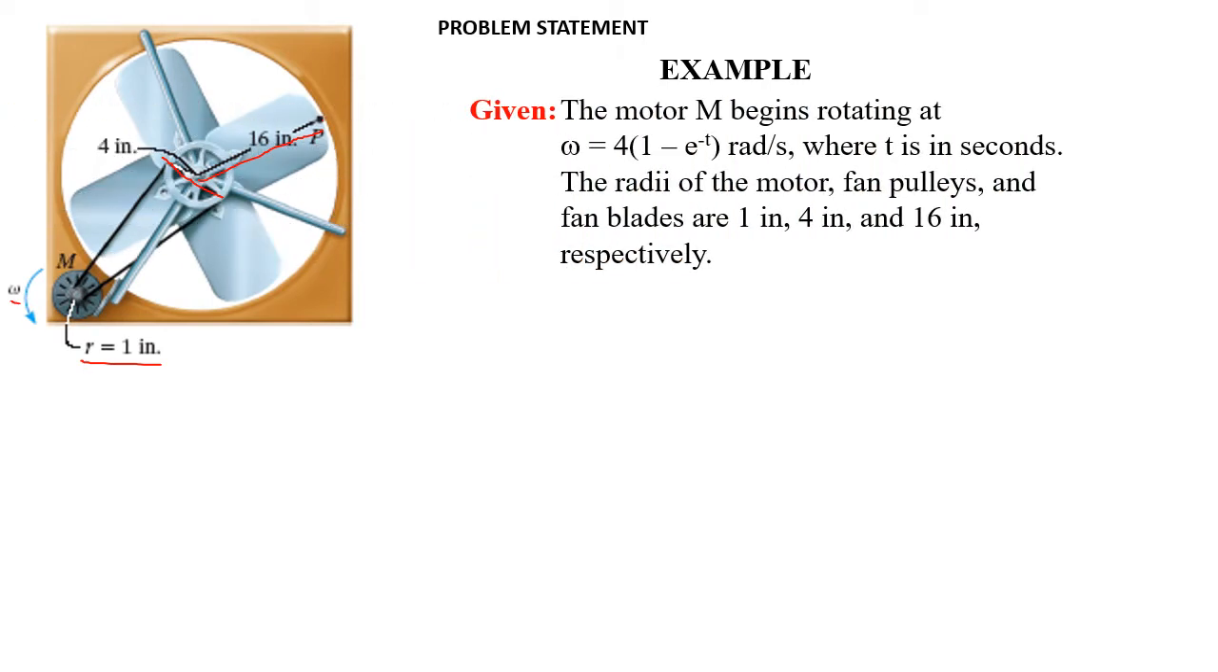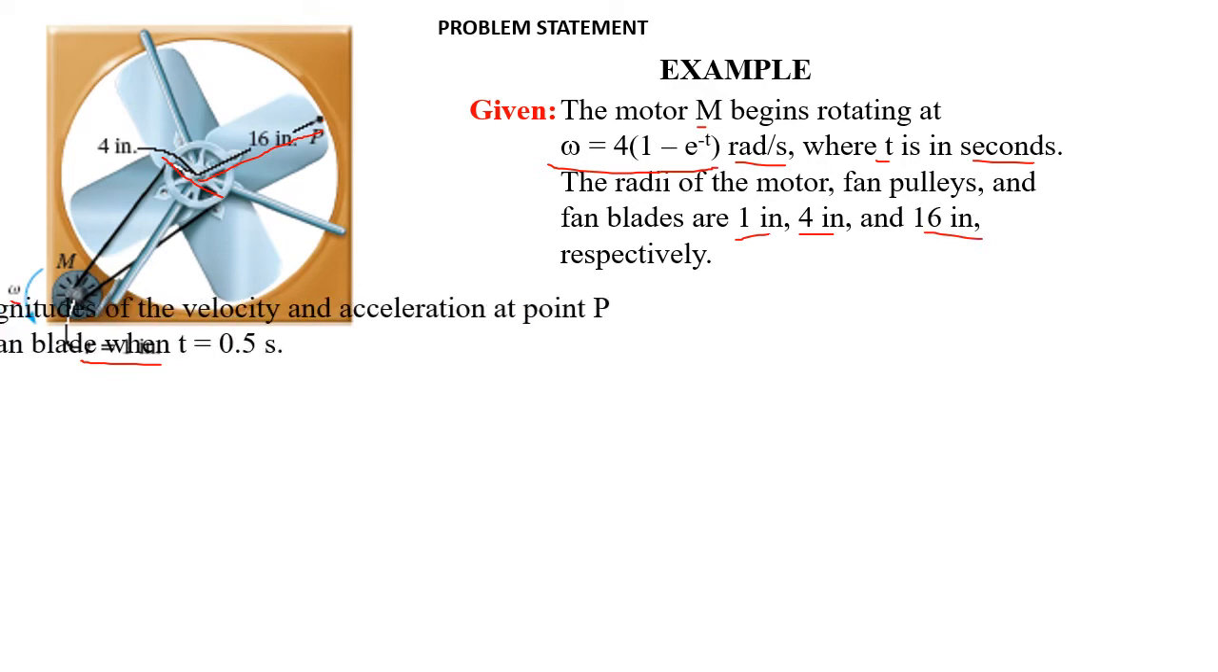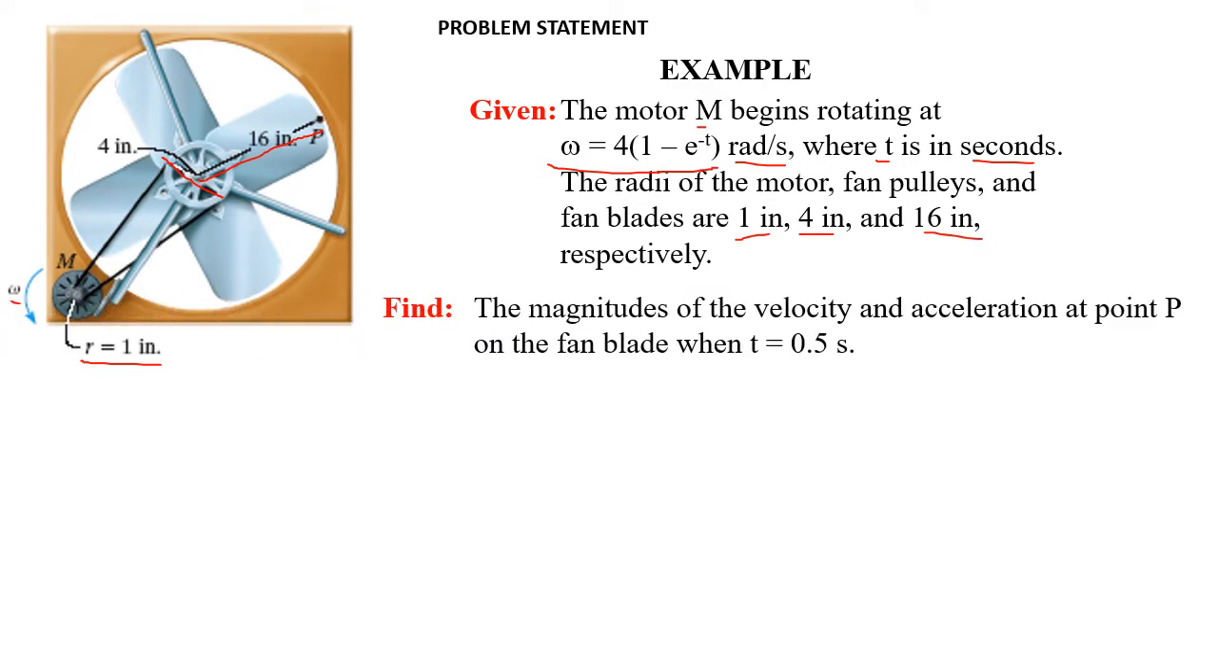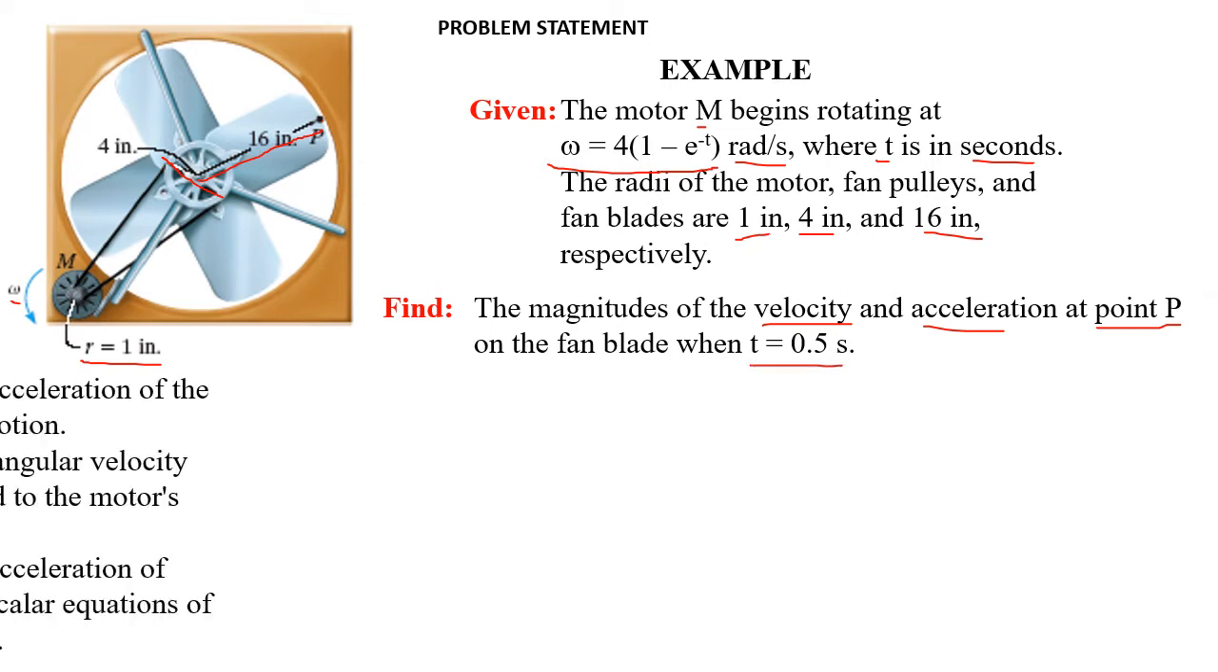So in the problem statement, they tell us that the motor M begins rotating with an omega given to us by this relationship here, 4 times 1 minus e to the negative t in radians per second, where t is given to us in seconds, and the radii of the motor, fan pulleys, and fan blades are 1 inch, 4 inch, and 16 inch respectively as shown in our diagram. Now they want us to find the magnitudes of the velocity and acceleration at the point P on the fan blade when the time is equal to 0.5 seconds.